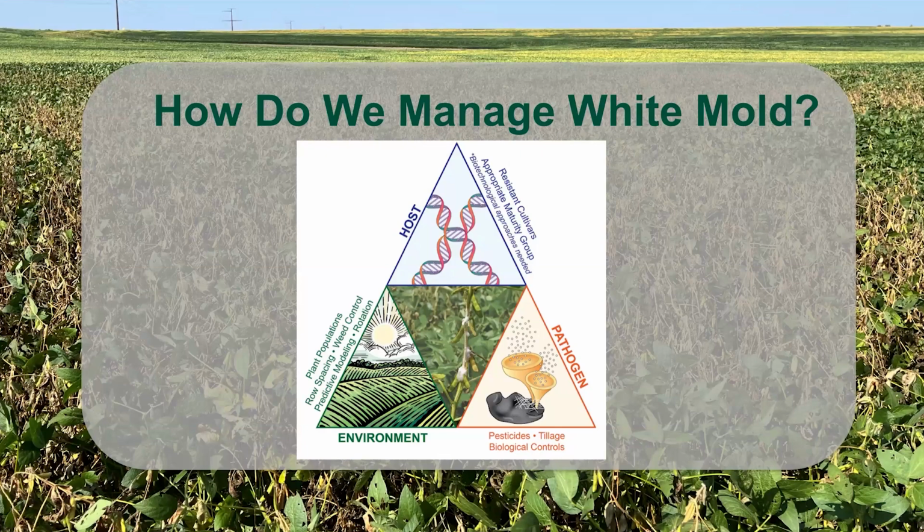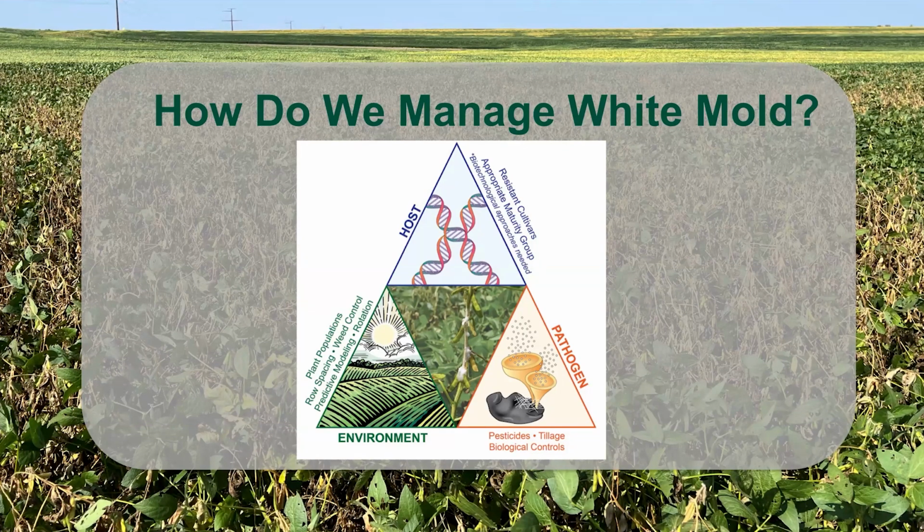Now, thinking about it from a management perspective, how do we manage white mold effectively? This is from a pathologist's perspective. We like to show this diagram, and this is what we call the disease triangle. In the disease triangle, we need all three parts to be present in order for disease development. So we need a conducive environment. Again, we need consistent moisture and a cool environment. We need the pathogen present, so Sclerotinia needs to be present in that field in order for white mold to develop. And we also need a susceptible host. If all three of those are present at the same time, white mold will likely develop.